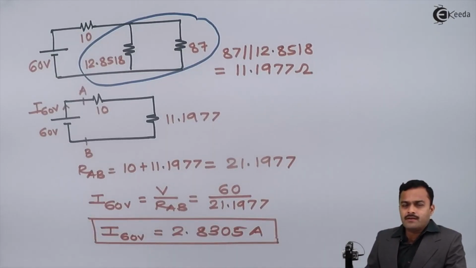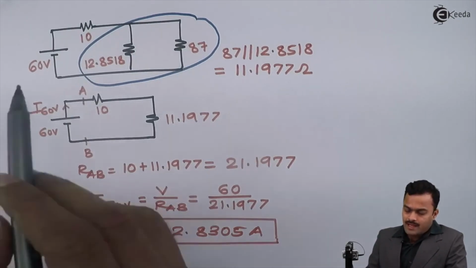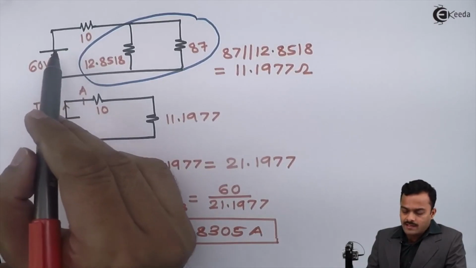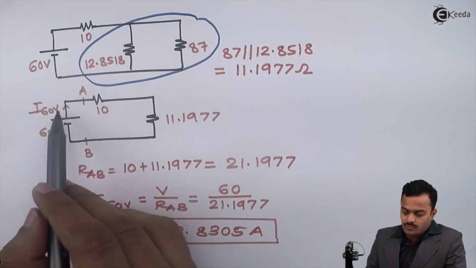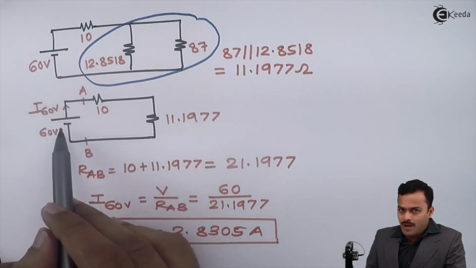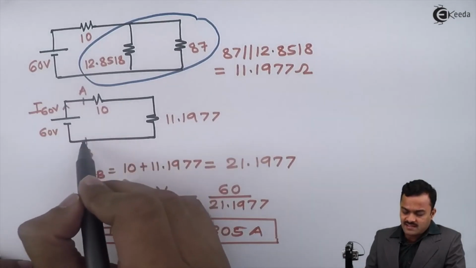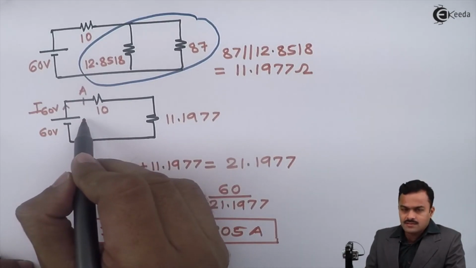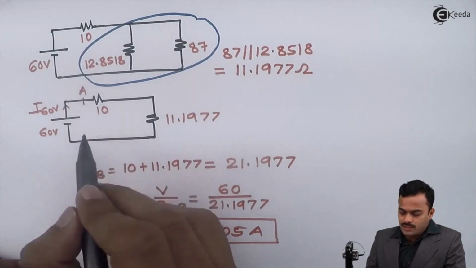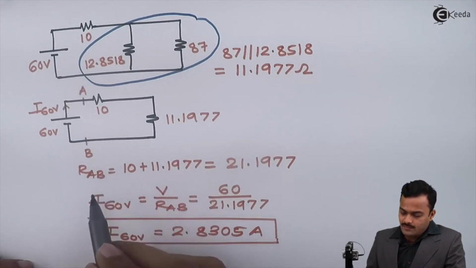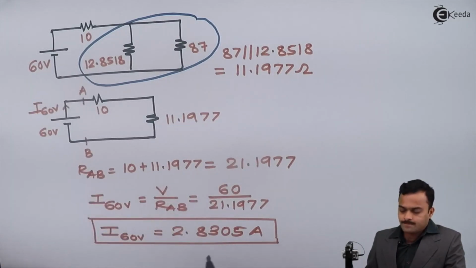So here we have seen that they may modify the problem by adding voltage source and asking us to find out what is the current supplied by the battery given. The thing is that we have to find out RAB where the battery is connected. Across those 2 points we have to find out RAB, and using that RAB and Ohm's law I can get current supplied by the battery given.